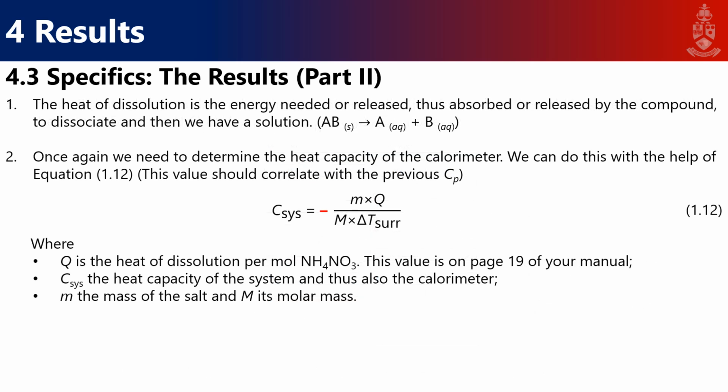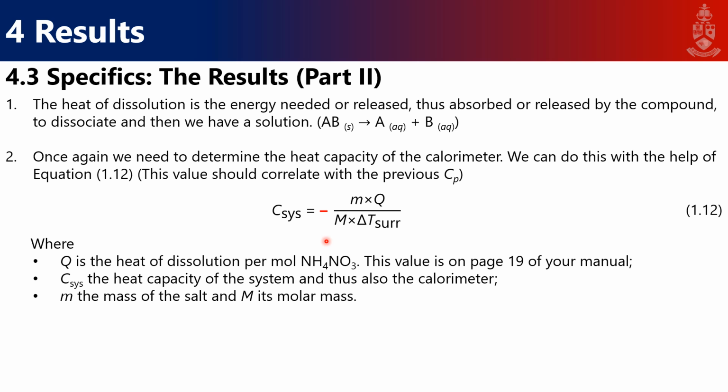Right, so the specifics for part 2. Remember in part 2, we looked at the dissolution of a solid in aqueous conditions. In other words, AB to A and B in aqueous conditions. And essentially to start off this part, we again first determine the heat capacity of our calorimeter.